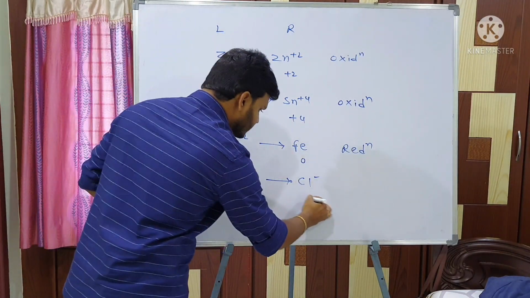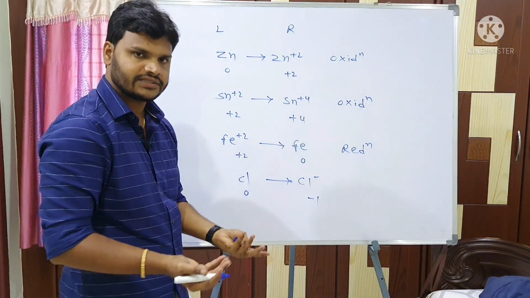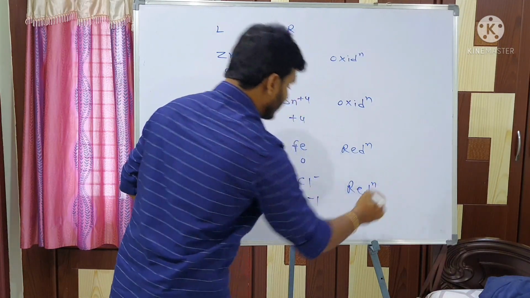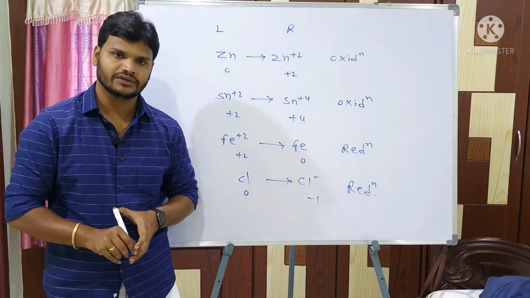Cl minus is nothing but minus 1. So 0 converts into minus 1, that indicates a decrease, so this is also a reduction. You have to focus on these 4 examples, then automatically you are going to understand.